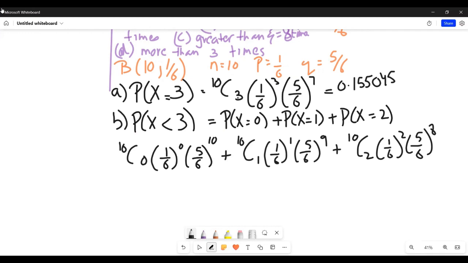I haven't written the actual answer with me, but you enter all of this in your calculator and then sum it, and that would be the answer.